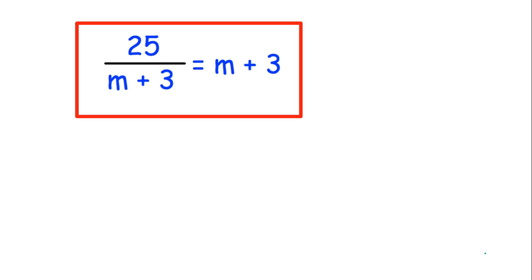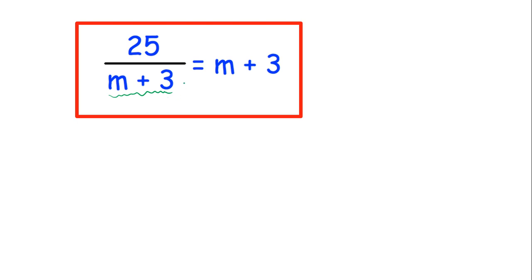So today's question says something like this: 25 over m plus 3 equals m plus 3. And now the point is that you've got to find the value of m. In order to find the value of m, the very first thing that you do, whenever you have a denominator and an equal sign with something else on the other side, is first of all get rid of the denominator. That's the rule. You always get rid of the denominator if you want to find the answer for the variable.